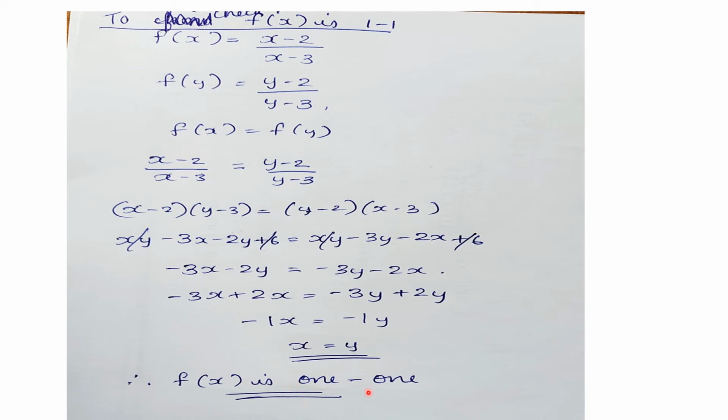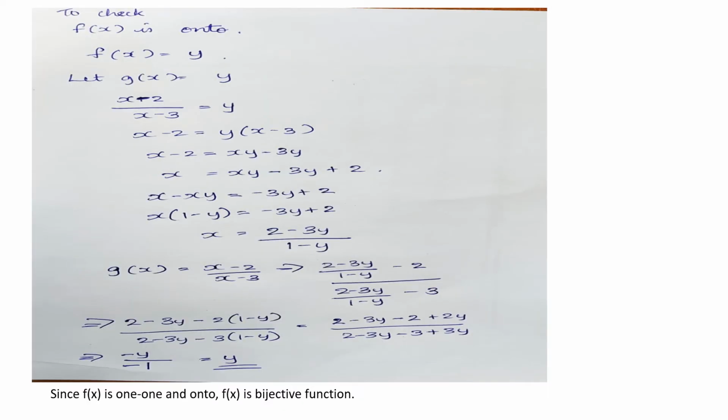Now we have to check whether this f of x is onto or not. For that we have to assume that f of x is equal to y, and we start our assumption like this: (x minus 2) by (x minus 3) is equal to y. Cross multiplying, so x minus 2 is equal to y into (x minus 3).